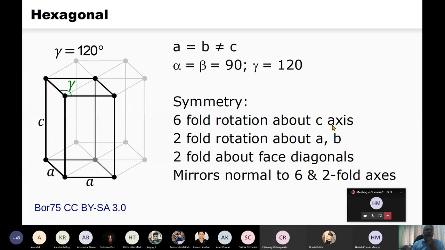You get this 6-fold rotation about the C axis, which is special, and A and B are the same, and C is different, and therefore you also end up getting 2-fold rotation about the A and B axis, as well as 2-fold about the face diagonals. Face diagonals being going from here to there, and there are 6 of them. So in the hexagon, but within this unit cell, this is the face diagonal, and therefore you also get mirrors normal to all these axes.